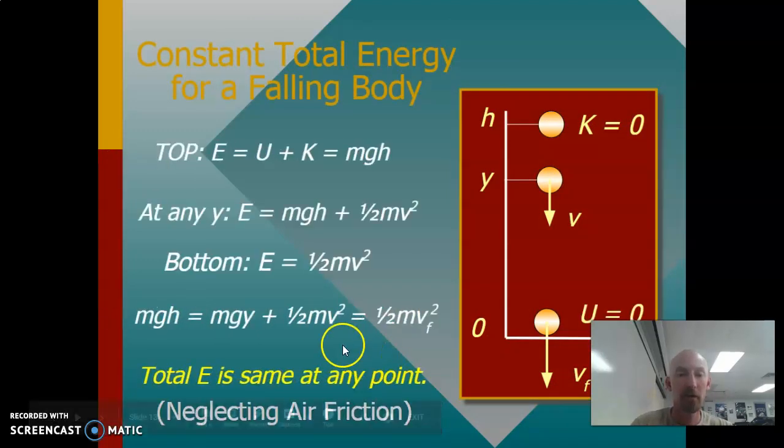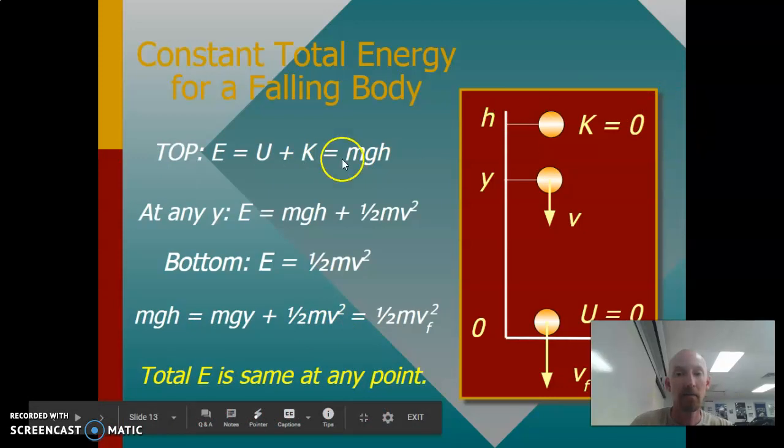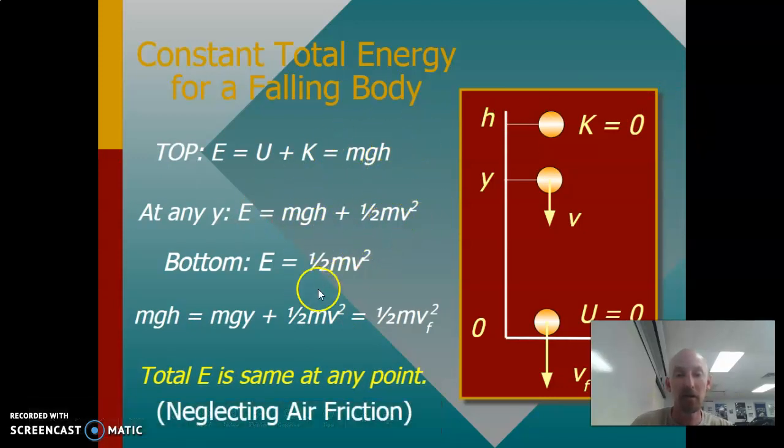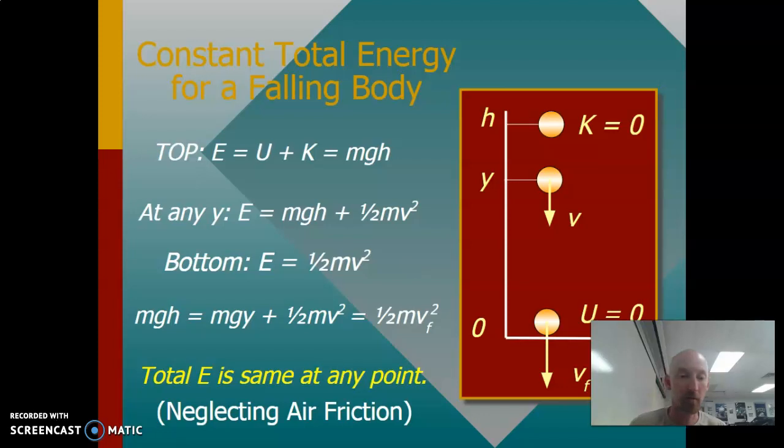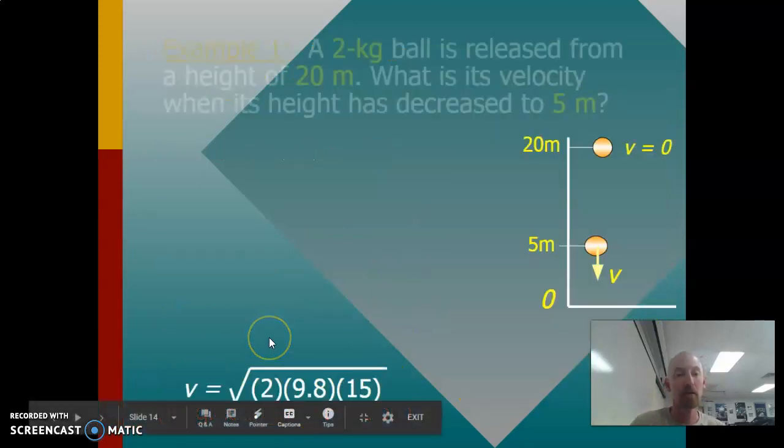This looks like a lot of verbiage, right? At the top you've got potential. Anywhere in the middle you've got some potential, some kinetic. At the bottom you've got kinetic, right? The energy is the same at any one point as long as it's a closed system and there's no friction. That's why they say neglect air friction there.